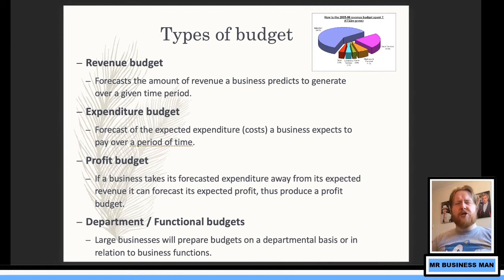It seems counterintuitive. But revenue budgets forecast the amount of revenue a business predicts to generate over a period of time. So that's exactly what it is, isn't it? A revenue plan would be a better word for it, because we're saying how much revenue are we going to make within a certain amount of time or within a certain period of business. Next we have.